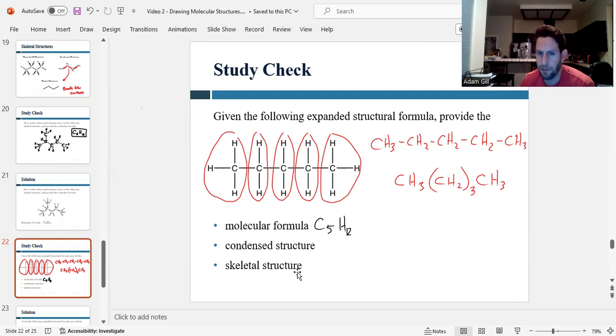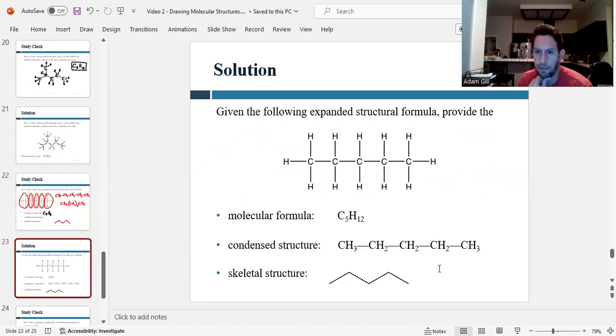And how about a skeletal structure? Well, skeleton's probably the easiest. We have 1, 2, 3, 4, 5 carbons. So 1, 2, 3, 4, 5. That would be our skeletal structure. And remember, there's a carbon everywhere a bond ends, and everywhere 2 bonds meet. So 1, 2, 3, 4, 5 carbons. And just make sure that there's kinks to represent those angles of 109 degrees. And it looks like we did it correct.